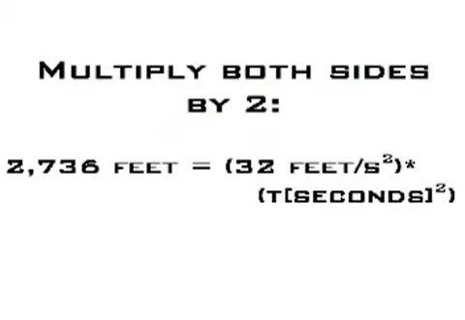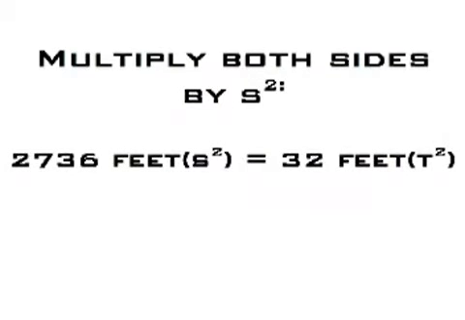Next, we multiply both sides of the equation by 2, thereby getting, on the left side, 2,736 feet equals 32 feet per second squared times t in seconds squared, thereby removing the 1/2 from the right side of the equation. The next step will be multiplying both sides by s squared, which would be seconds squared, giving us on the left side 2,736 feet times seconds squared equals 32 feet times t squared.